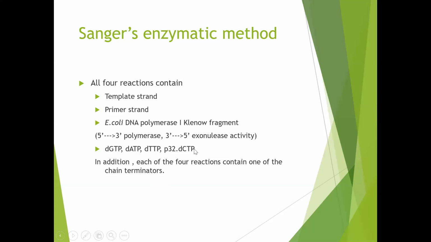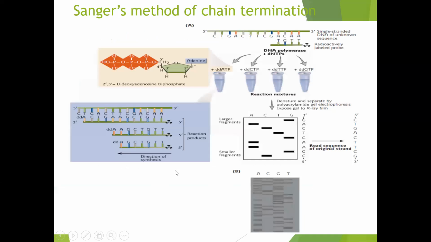In addition, till here all the components which are present in all the 4 reactions are common. After this, the reaction mix is divided into 4 different parts, and in each reaction, specifically one chain terminator is added. So this diagram explains in detail the technique followed during Sanger's method of DNA sequencing.